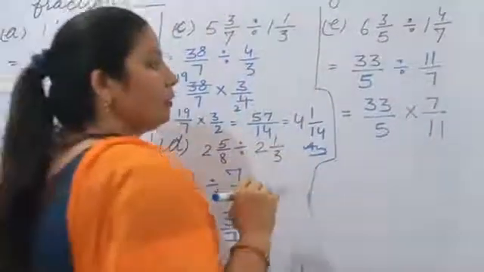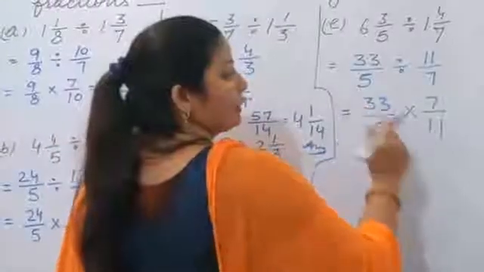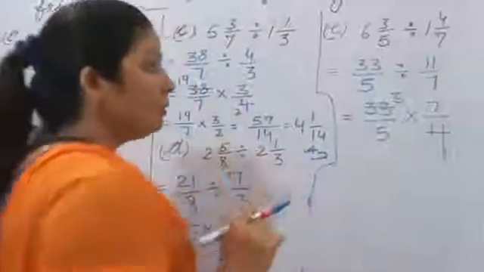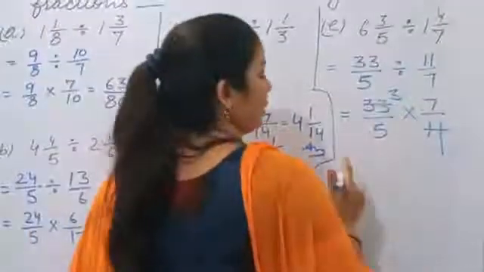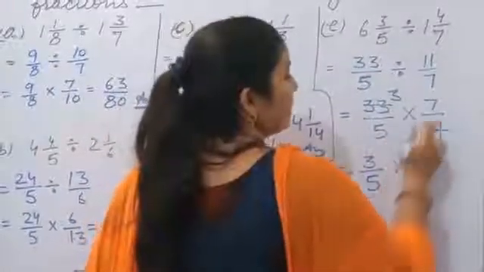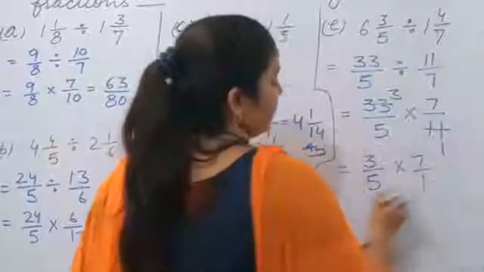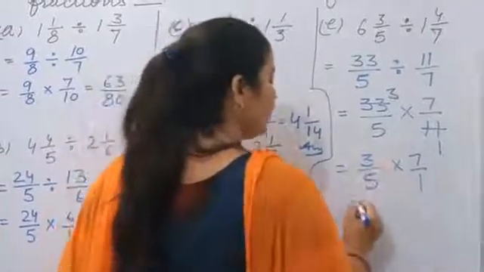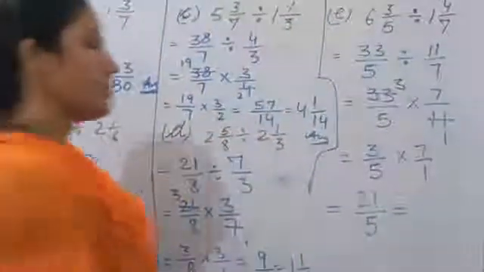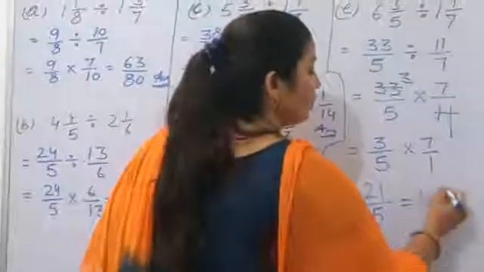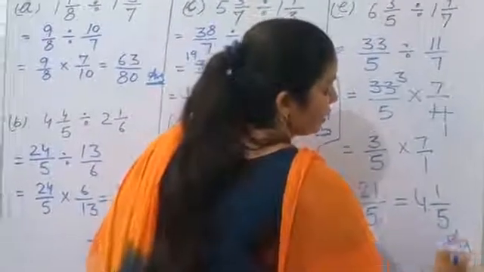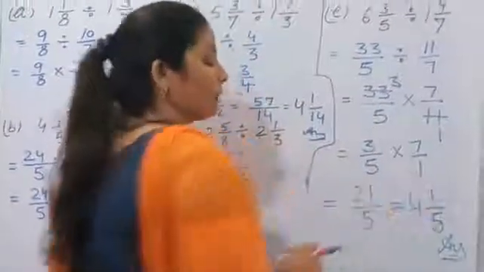Okay. Now we will see that in the 11 table we have 33. So 11 ones are 11, 11 threes are 33. Now in the 5 table we don't have 3 and 7, no one. So we will write 3 upon 5. From here 3 upon 5 multiply by 7 upon 1. Now 3 sevens are 21 upon 5. It is an improper fraction, so we change it into mixed. 5 fours are 20. 4 whole 1 upon 5. That's your answer, because 4 complete, 4 whole 1 upon 5 is your answer.